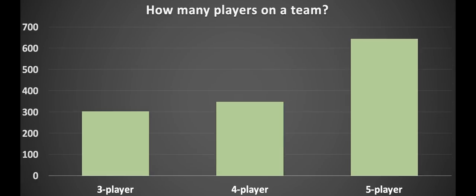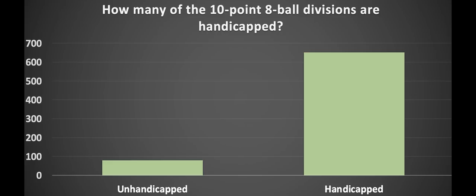There are some singles divisions run with LMS, but most divisions are teams. How many players are on a team? You can see here that about half of the divisions have 5-player teams. That's the most common. And there's about an equal number, the other half split between 3-player teams and 4-player teams. And here's one that surprised us. Of the 8-ball divisions that use 10-point scoring, how many of them are unhandicapped? Turns out relatively few. The vast majority of such divisions are handicapped.